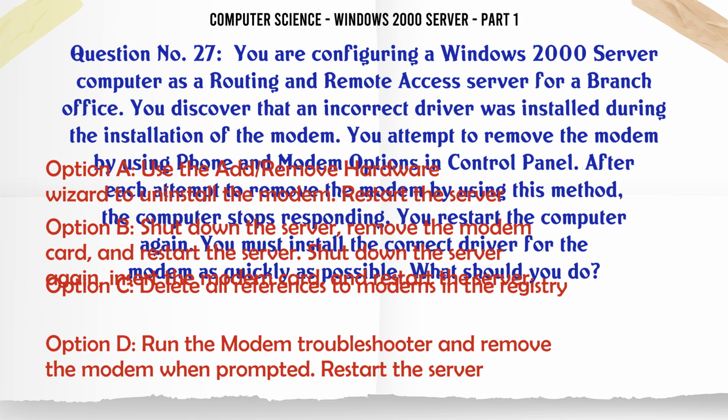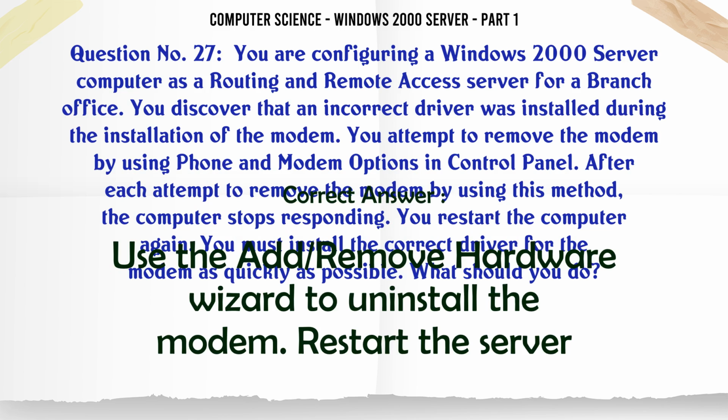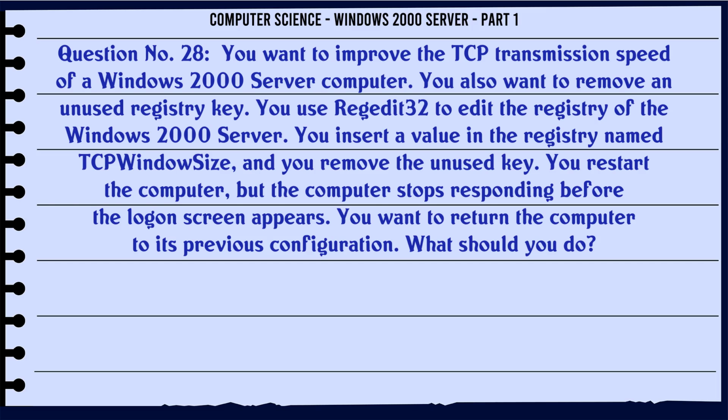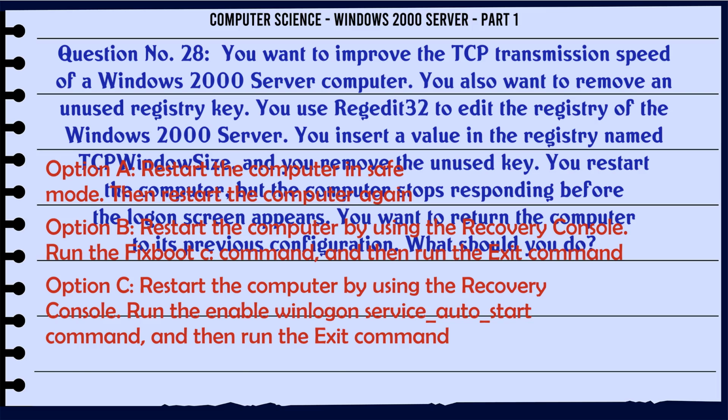A. Use the Add Remove Hardware wizard to uninstall the modem. Restart the server. B. Shut down the server, remove the modem card, and restart the server. Shut down the server again, insert the modem card, and restart the server. C. Delete all references to modems in the registry. D. Run the modem troubleshooter and remove the modem when prompted. Restart the server. The correct answer is: use the Add Remove Hardware wizard to uninstall the modem. Restart the server.